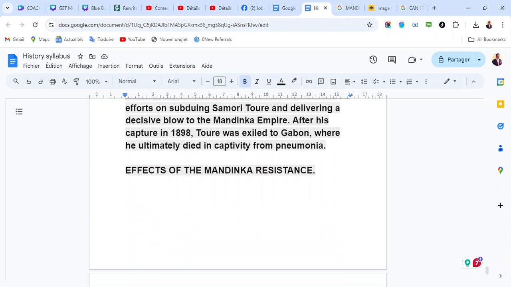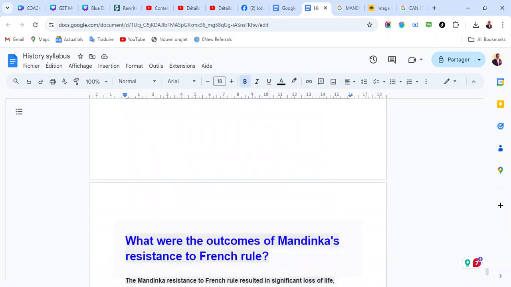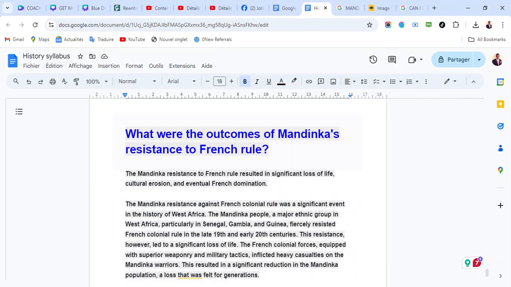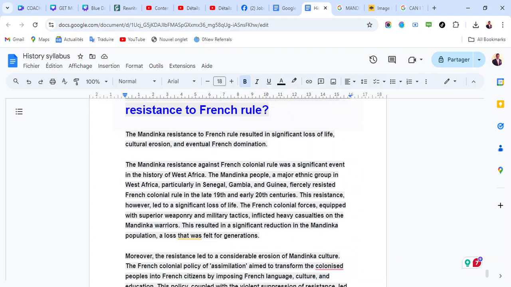Now, what are the effects of the Mandinka resistance? So let's look at the effects. What were the outcomes of Mandinka resistance to French rule? The Mandinka resistance to French rule resulted in significant loss of life, cultural erosion, and eventual French domination. The Mandinka resistance against French colonial rule was a significant event in the history of West Africa. The Mandinka people, a major ethnic group in West Africa, particularly in Senegal, Gambia, and Guinea, fiercely resisted French colonial rule in the late 19th and early 20th centuries.